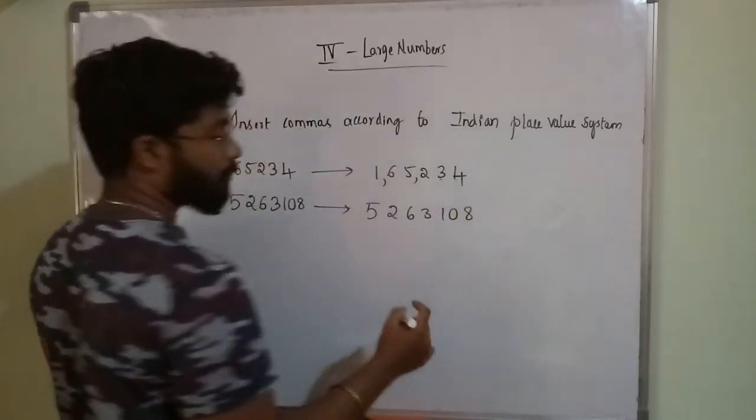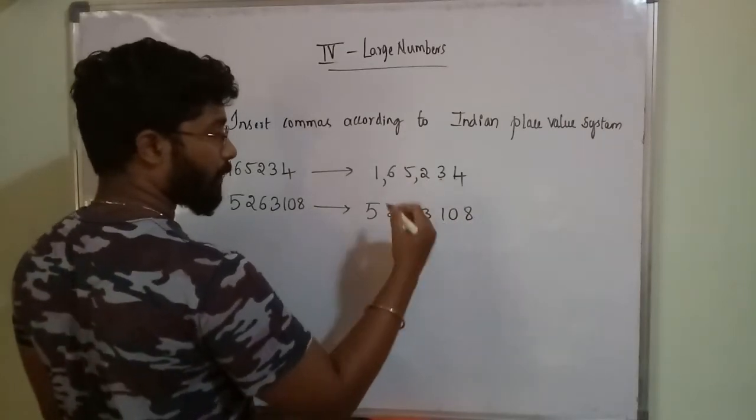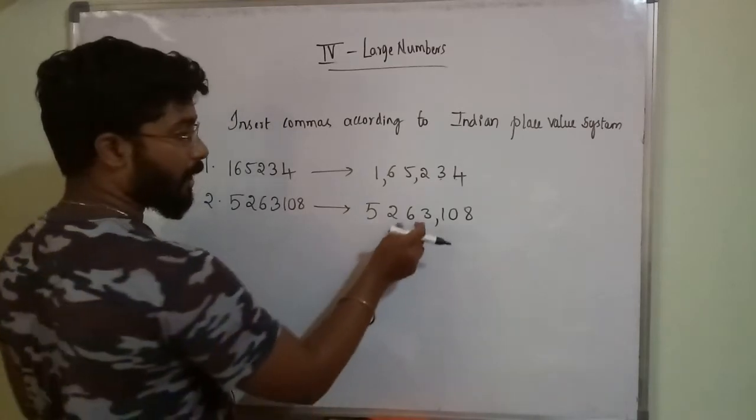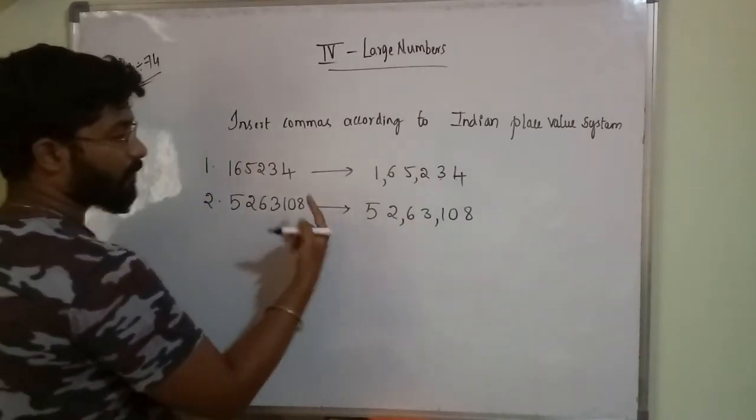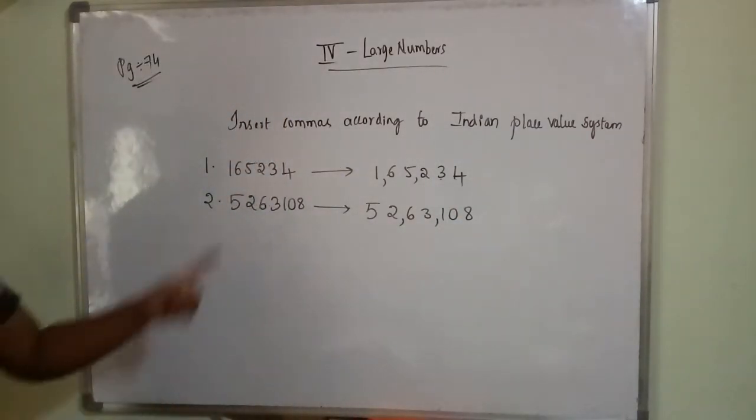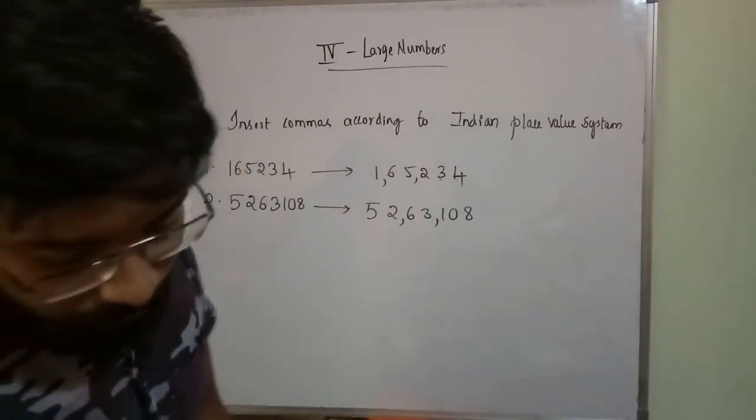Next one, 5263108. So how to separate the ones period? After 3 digits from right to left we have to put one comma. How to separate the thousands period? It will have 2 digits, 3 and 6. After that put one comma. So what is this number? 52,63,108. So we have inserted commas according to the Indian place value system only. Okay, so next one.